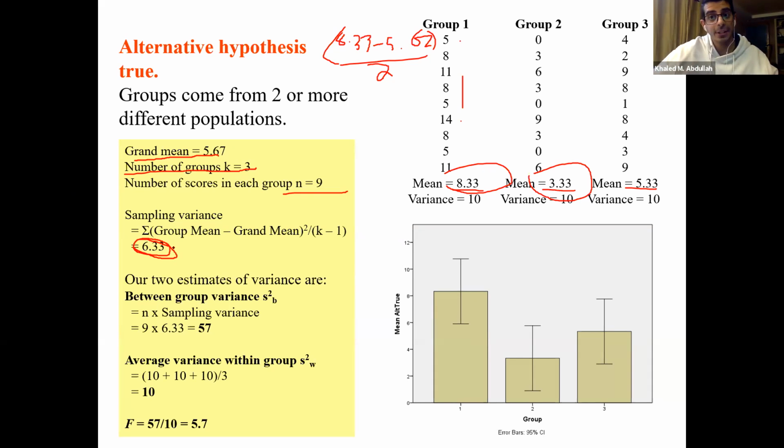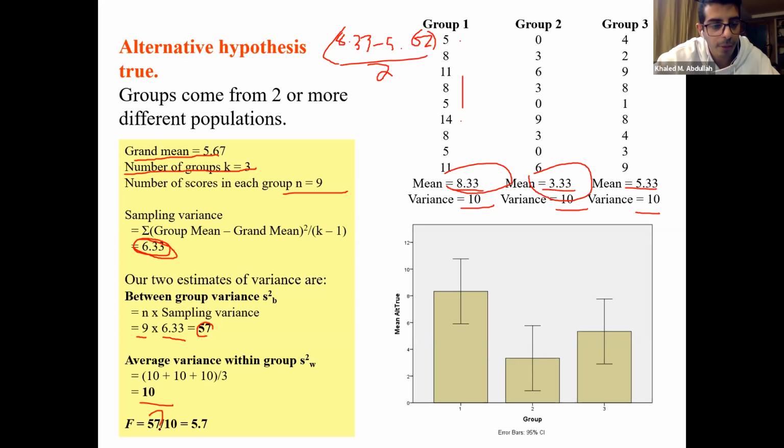Now, what's the next step? Is that your between-the-group variance? No. You multiply that by n, and that answer will be your between-the-group variance. In this case, they multiplied it by 9, so 9 times this, you'll get 57, and that'll be your between-the-group variance. What about your within-the-group variance? It's going to be 10, 10, and 10. That's 30. You add them all together, then divide by 3, and you get 10.